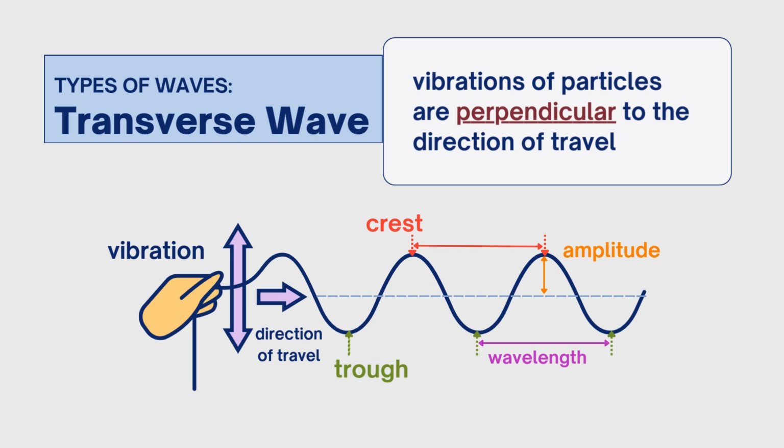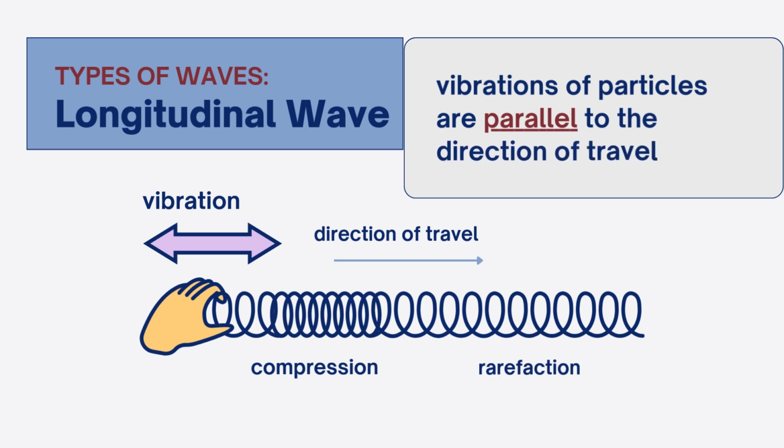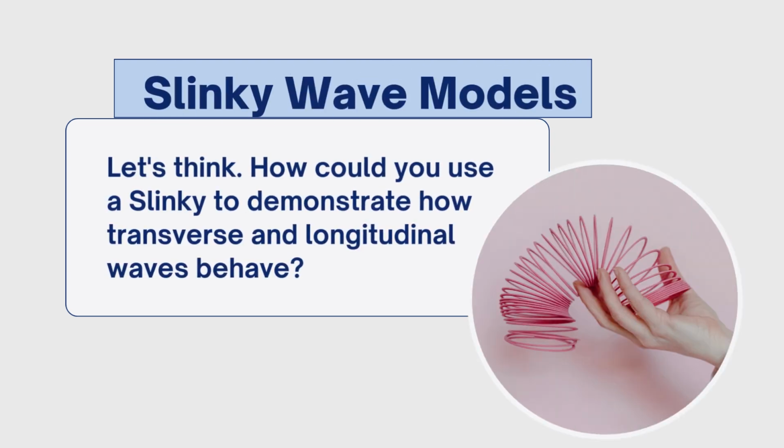So types of waves: transverse wave, where the vibrations of particles are perpendicular to the direction of travel, and longitudinal wave, where the vibrations of particles are parallel to the direction of travel. Let's think: how could you use a slinky to demonstrate how transverse and longitudinal waves behave?